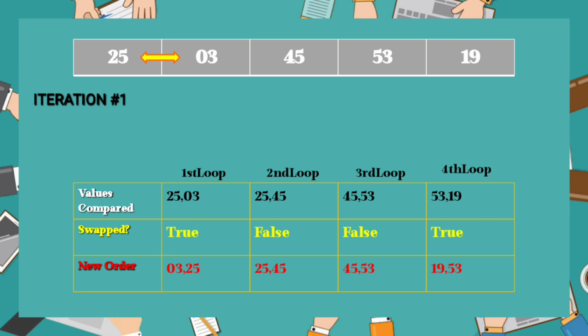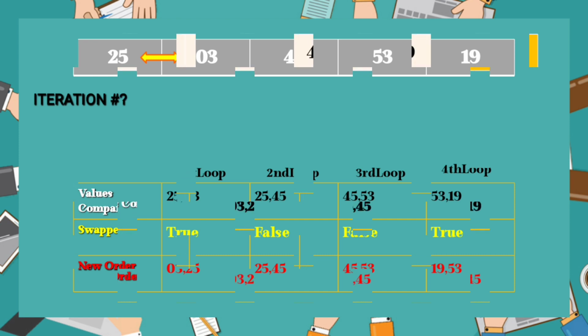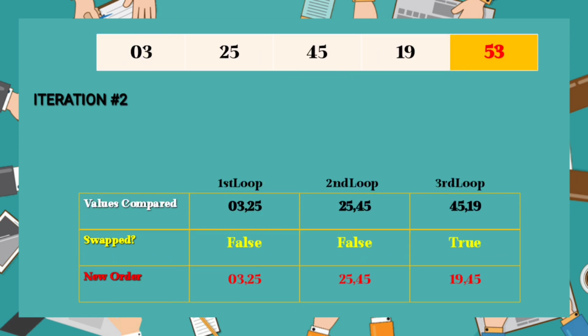So, ito yung bubble sort natin. Binubble up natin sila slowly. Proceed tayo sa iteration 2. That means, uulitin natin yung process natin dito. Then, for the first loop, ang i-compare ulit natin ay ang 3 and 25. So, walang kailangang mangyaring swapping. Kaya ang order pa rin nila will be the same.